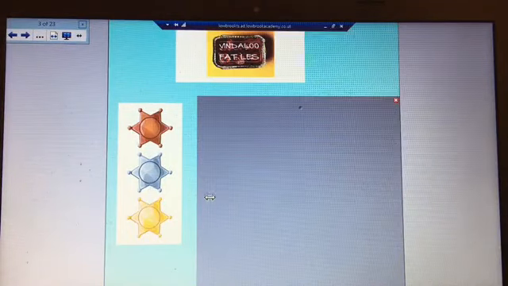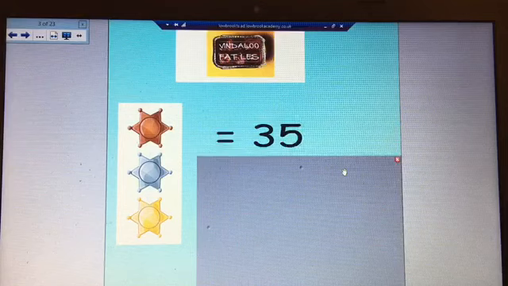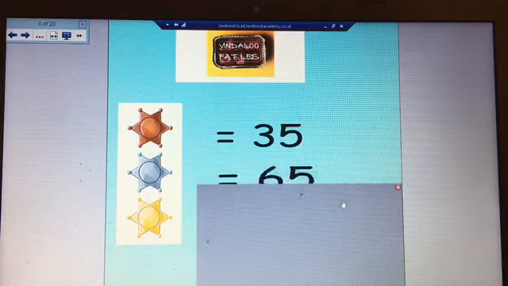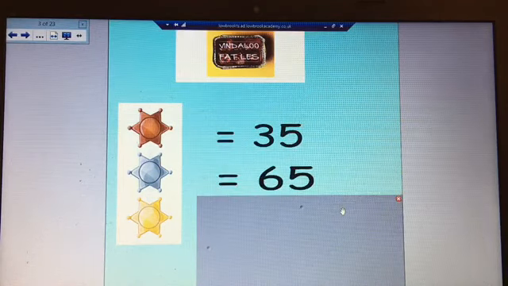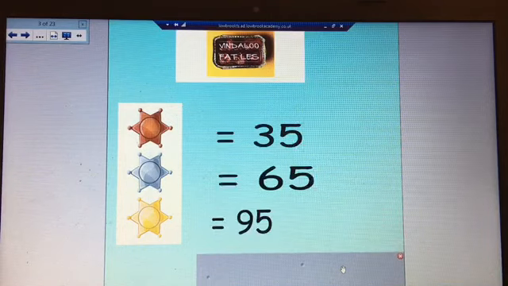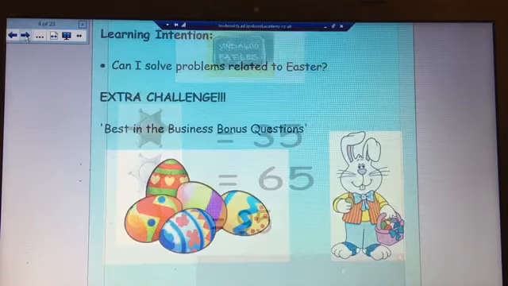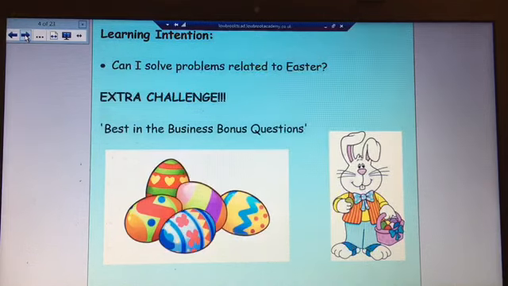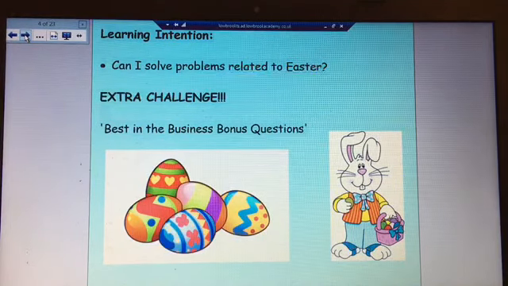Okay, so if you did the bronze award, you hopefully should have ended up at 35. For the silver award, 65, and for the gold award, 95. Your learning intention for today is, can I solve problems related to Easter? And of course, there are the best in the business bonus questions to finish off with.